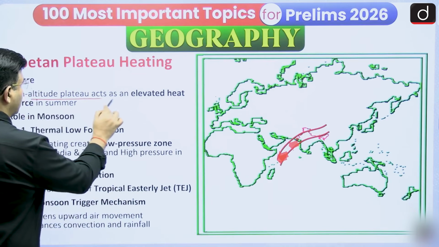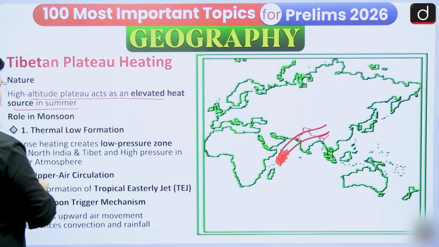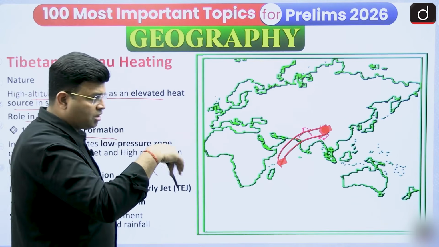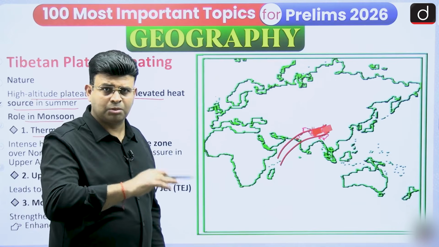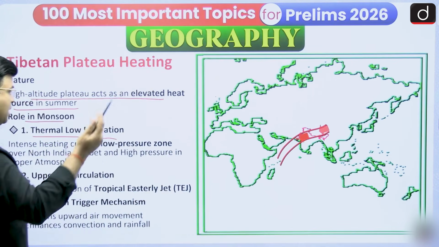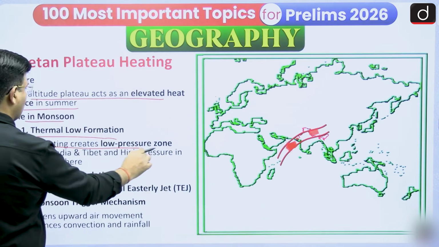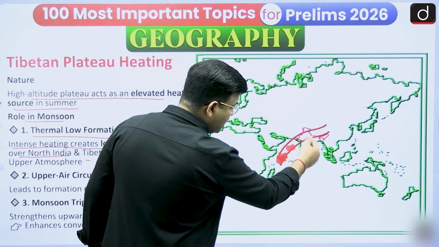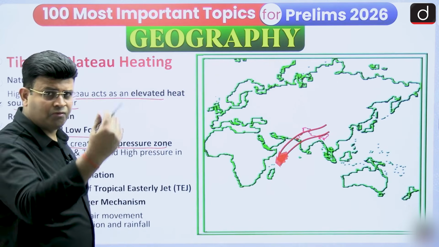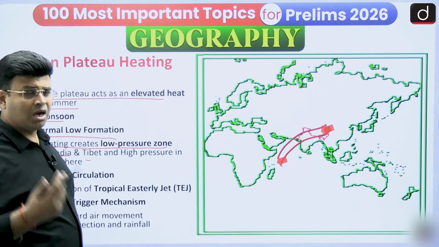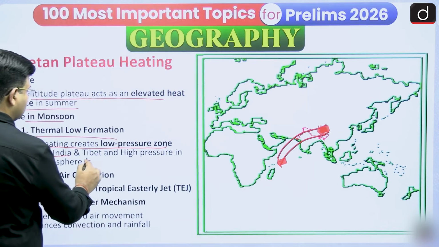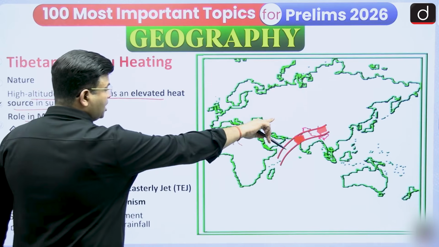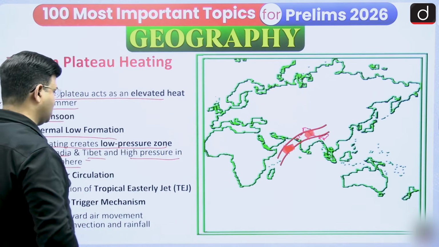The high-altitude plateau acts as an elevated heat source in summer, and this is its role in the monsoon. Thermal low formation means that on the Tibetan Plateau there is low pressure formation because of the heat, and in the upper atmosphere, high pressure. The intense heating creates a low pressure zone over North India, and India also becomes low pressure. When the tropical westerly jet stream moves, there is again low pressure over northern India and Tibet, and high pressure in the upper atmosphere. So when there is high pressure in the upper atmosphere, there is low pressure on the ground.